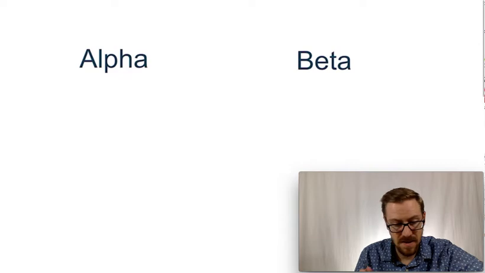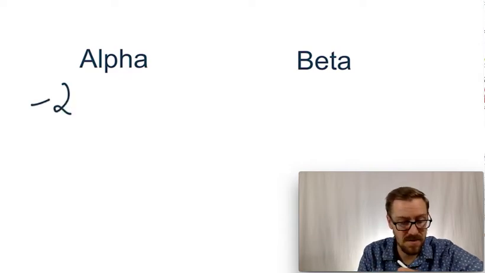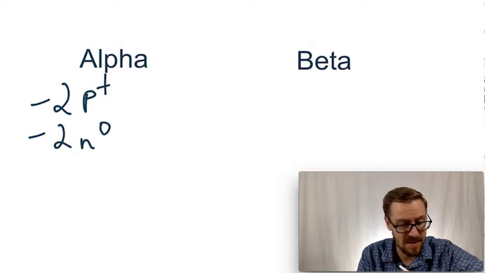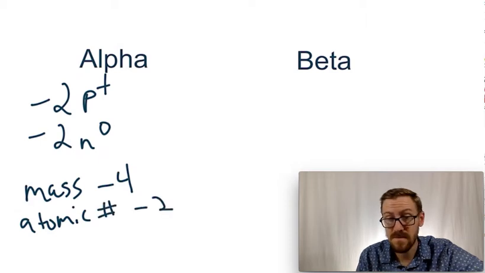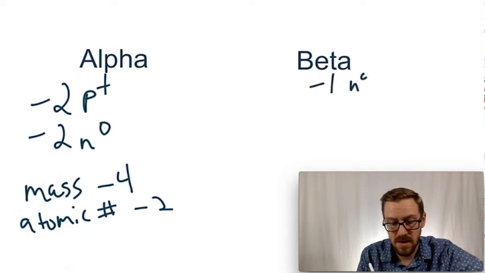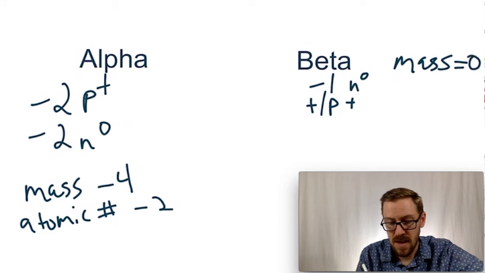So to summarize, in alpha decay, you lose 2 protons and you lose 2 neutrons, which means your mass goes down 4 and your atomic number goes down 2. In beta decay, a neutron turns into a proton so that your mass doesn't change and your atomic number goes up 1.